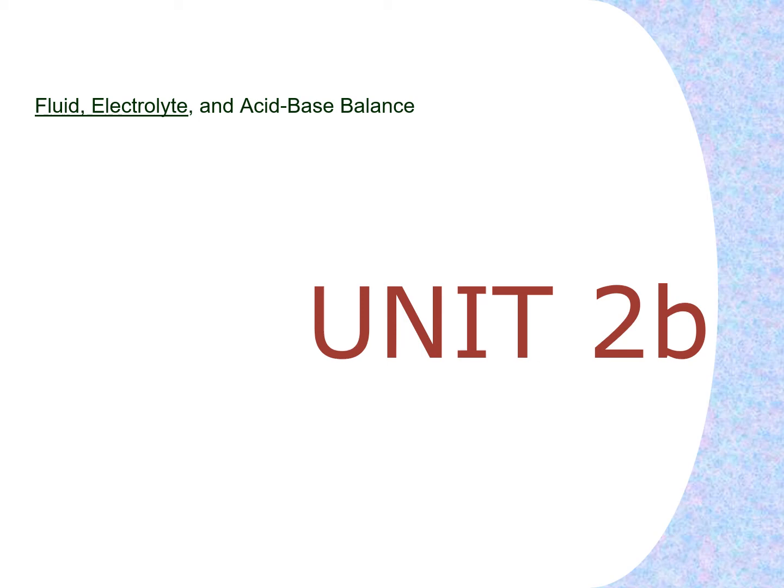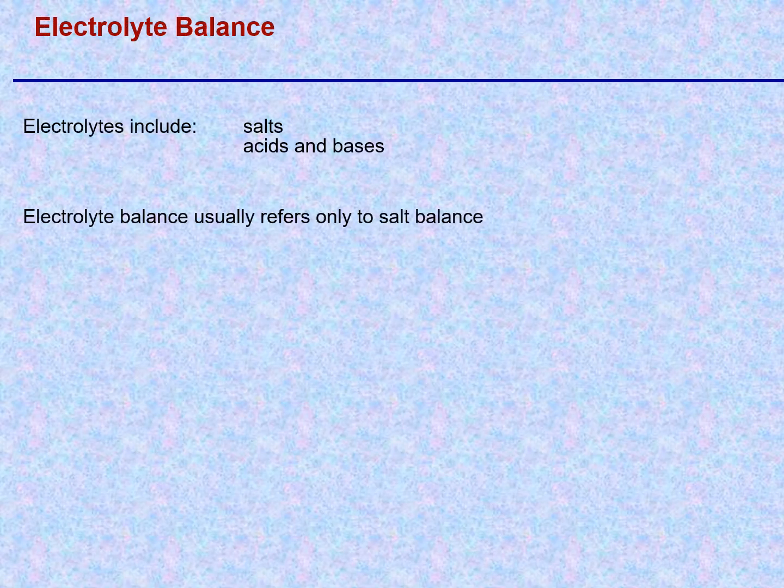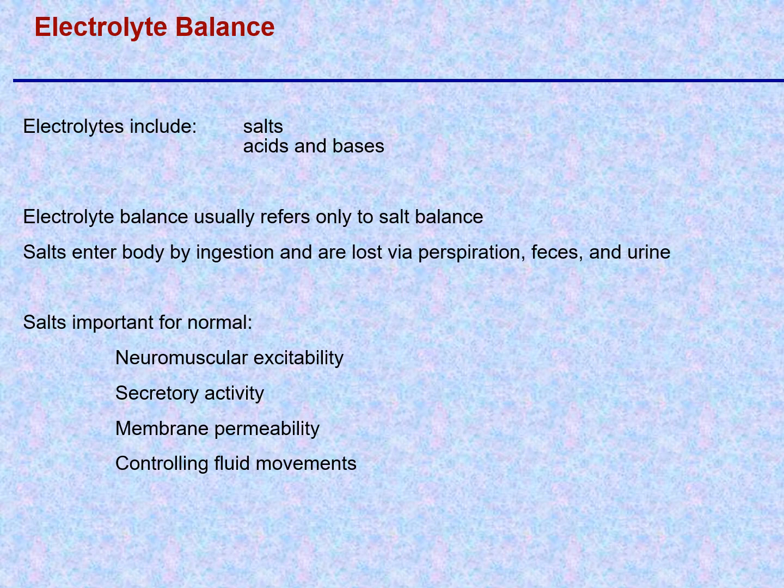This is Unit 2B. It's on more renal physiology. It focuses on the kidney's role and mechanisms in fluid and electrolyte balance. Now, electrolytes include both salts and acids and bases, and we'll talk more about acids and bases in Unit 2C.